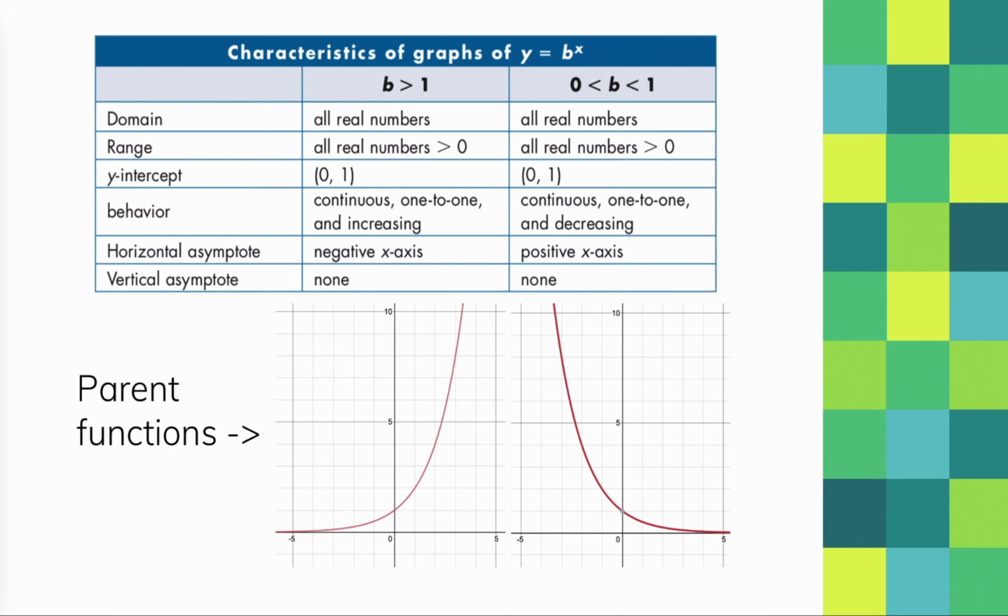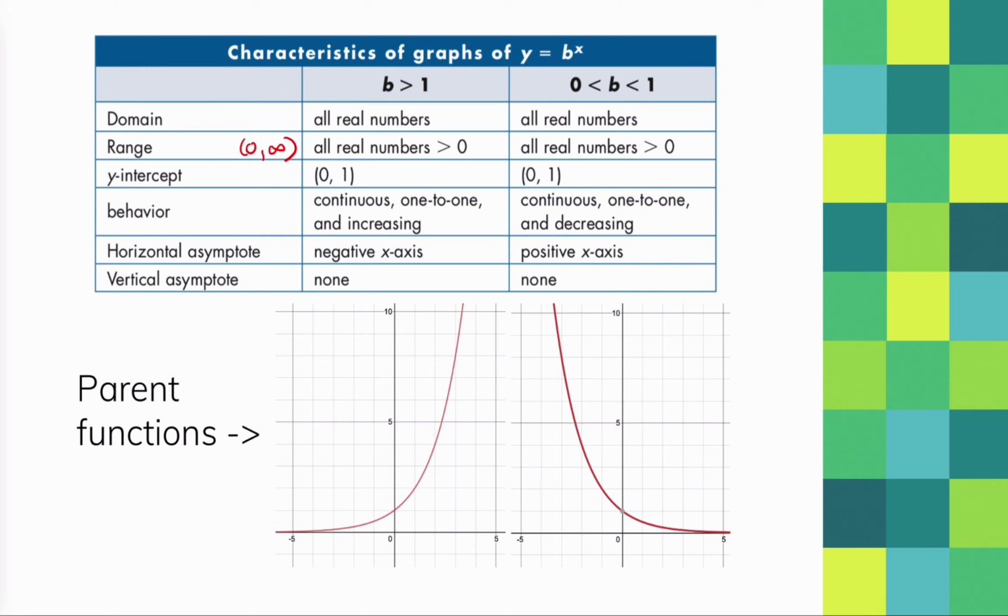The graph y equals b to the x has different characteristics depending on whether your base is greater than 1 or between 0 and 1. Although mostly they are very similar. They both have the domain of all real numbers. Your range is all positive numbers, so I would probably write this as from 0 to infinity as your range. A y-intercept at 1, no x-intercept because 0 is not in the range.